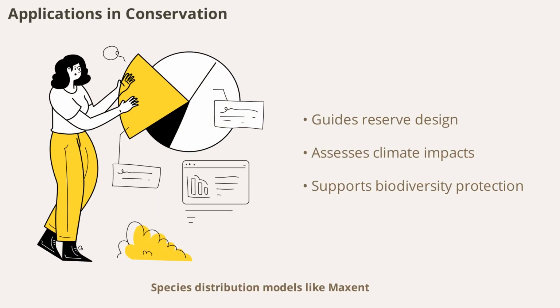Species distribution models like MaxEnt are invaluable for conservation planning. They help identify areas of high suitability for threatened species, guide reserve design, and assess the potential impacts of climate change or habitat loss. By providing detailed, data-driven maps, MaxEnt supports evidence-based decision-making for biodiversity protection.